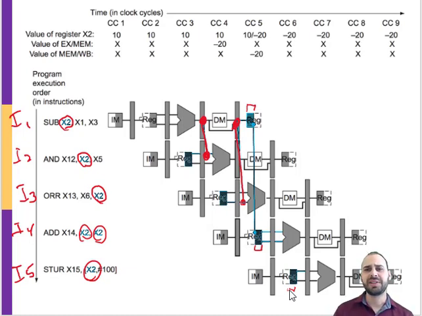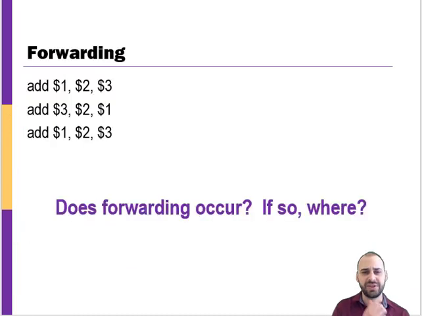Let's do a couple examples of first detecting when forwarding is happening. When does it actually come into play? What we want to do is look at an actual diagram to see how this is actually going to work and trace out 1 or 2 things. So first, let's answer this question: does forwarding occur, and if so, where? What we are looking for here is a register that is written to and then read within 2 clock cycles.